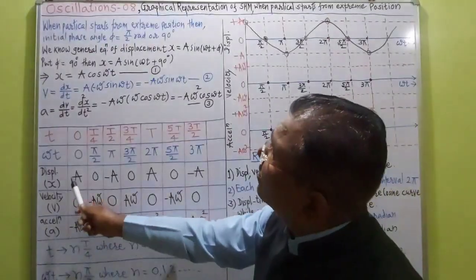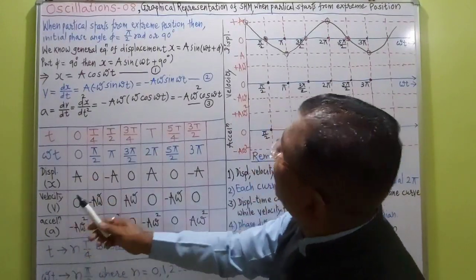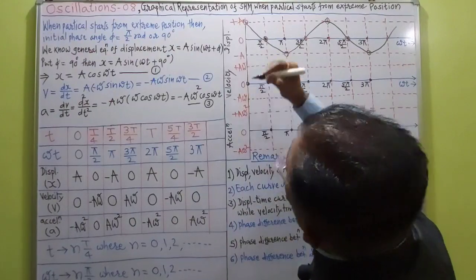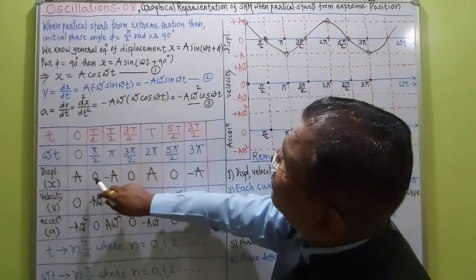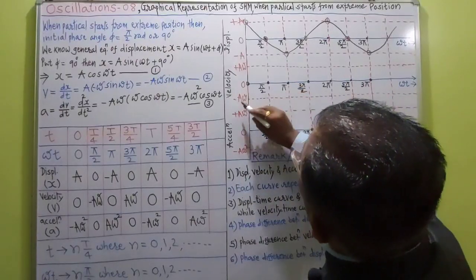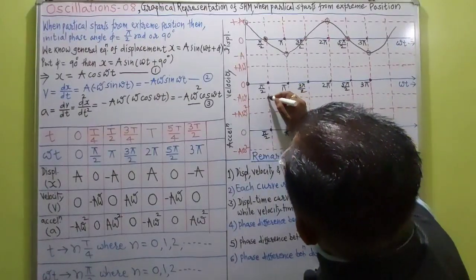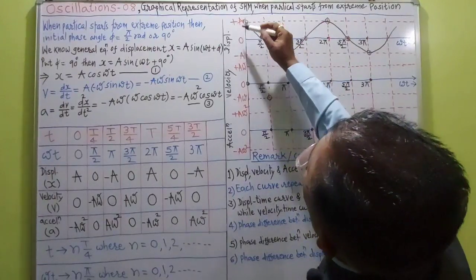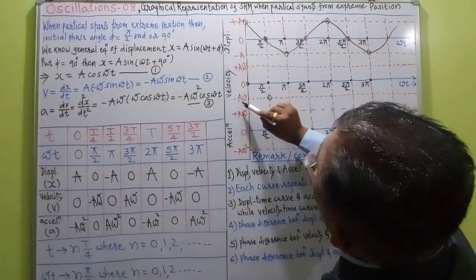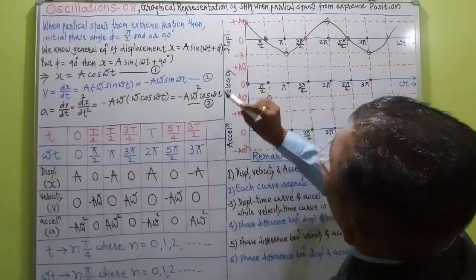Then velocity. When omega t is equal to 0, at that time velocity is 0. When omega t is pi by 2, at that time velocity is minus A omega. Here like this. Plus A and minus A are the extreme values of displacement. Plus A omega and minus A omega are the extreme values of velocity.